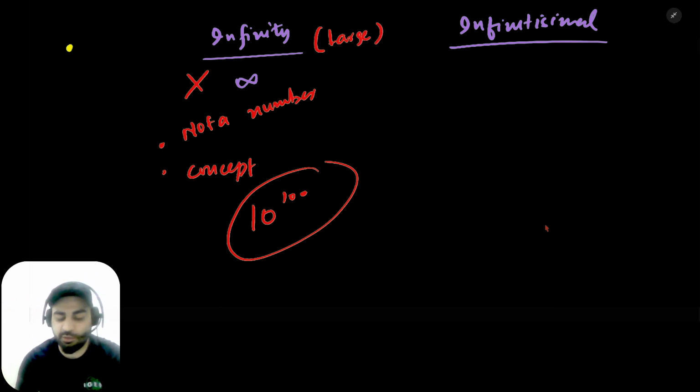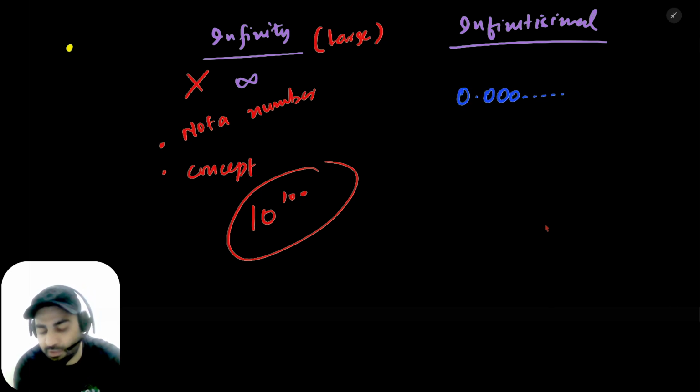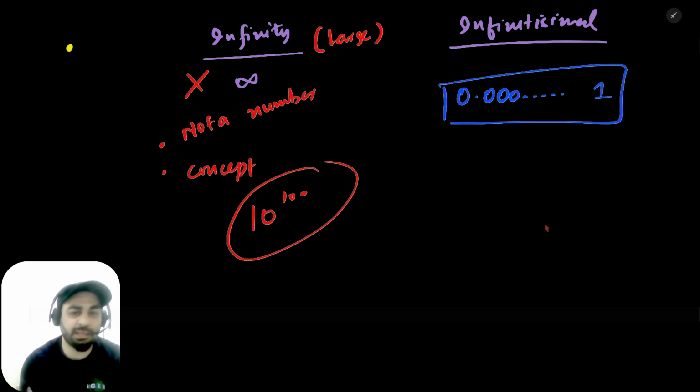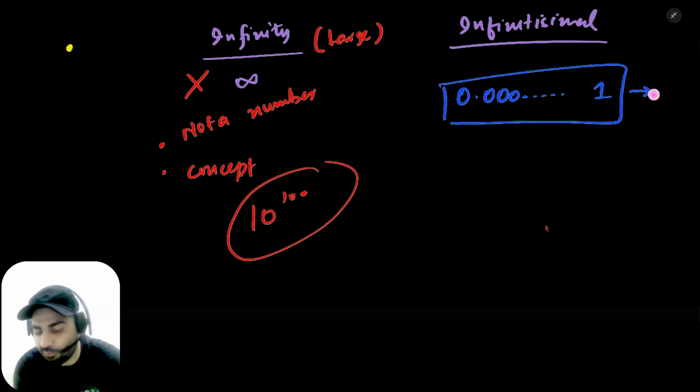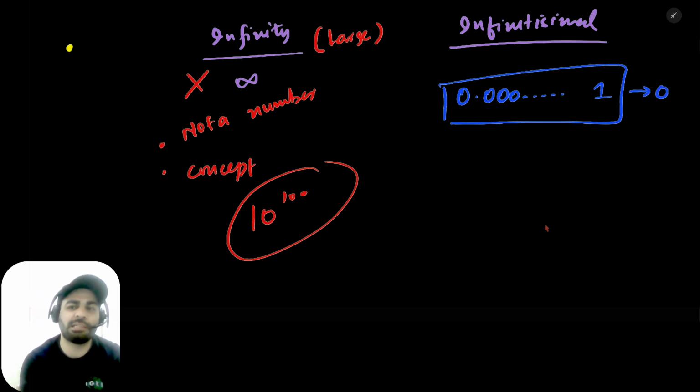Infinitesimal means you have a number which is really, really small, really approaching zero, something like 0.000, and you keep on putting zeros, and at the end you put 1. This number is not zero, but it is tending to zero. It's so small that it tends to zero but actually is not zero. We call these quantities infinitesimal.